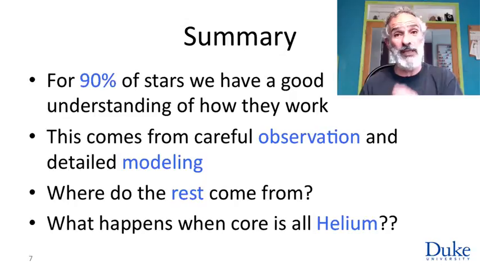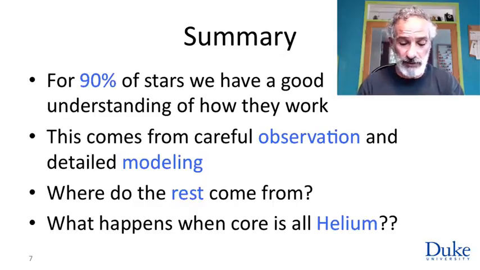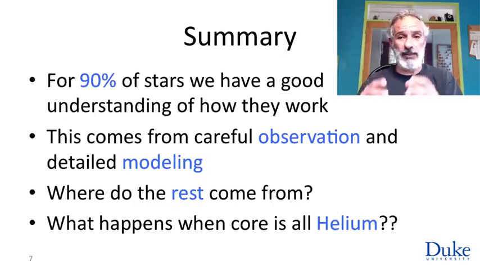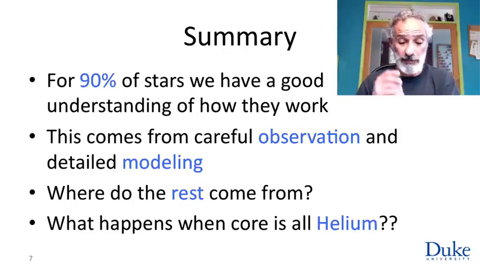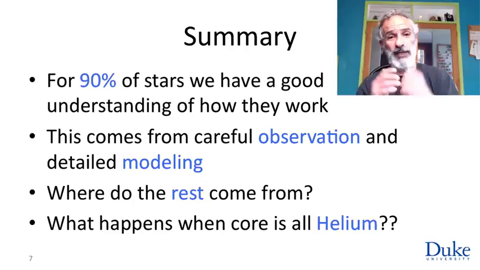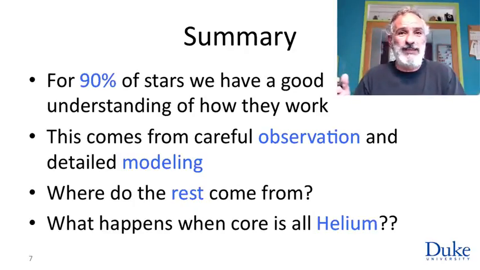A lot of really, really careful observation, and then detailed numerical modeling with the advent of high-speed computing, and putting all that together with experiments on Earth to determine the properties of various nuclear processes. We actually understand a lot about how stars work. That's good for the 85% that are on the main sequence. What about the rest? Not all stars are main sequence stars. We need to understand where the rest come from.